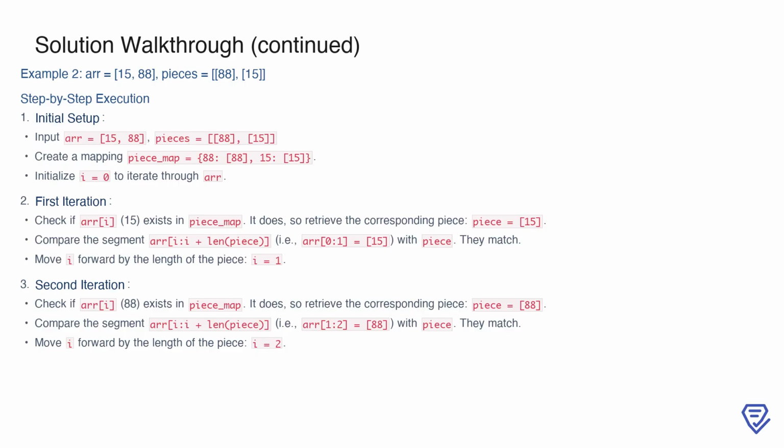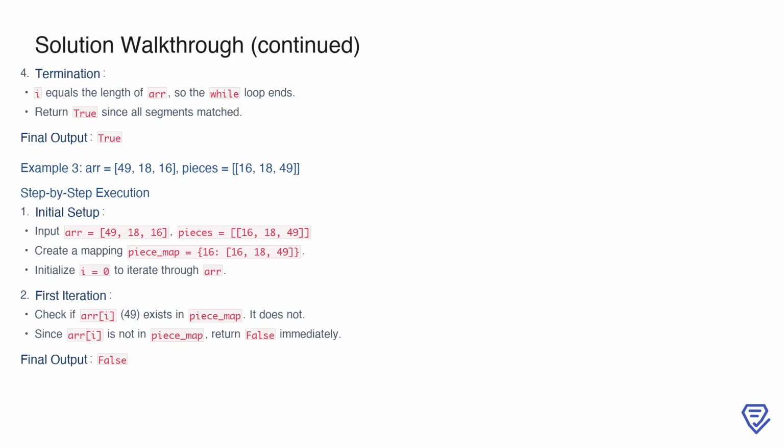In the second iteration, we now check if ARR[I], which is 88, exists in piece_map. It does, so we retrieve the piece, [88]. We compare the segment ARR[1:2] equals [88] with the piece, and again, they match. We move I forward by the length of the piece, updating I equals 2. At this point, I equals the length of ARR, so the iteration ends, and we return true since all segments matched successfully. Now consider example 3, where ARR equals [49, 18, 16] and pieces equals [[16, 18], [49]].